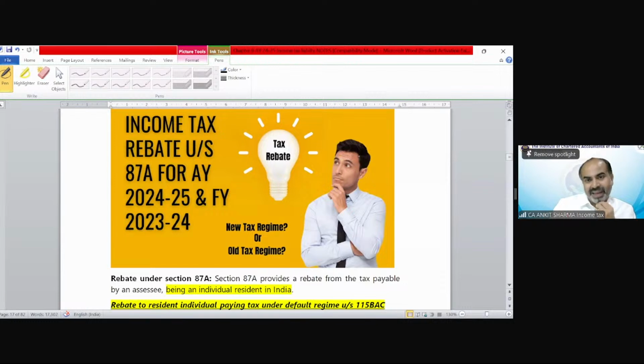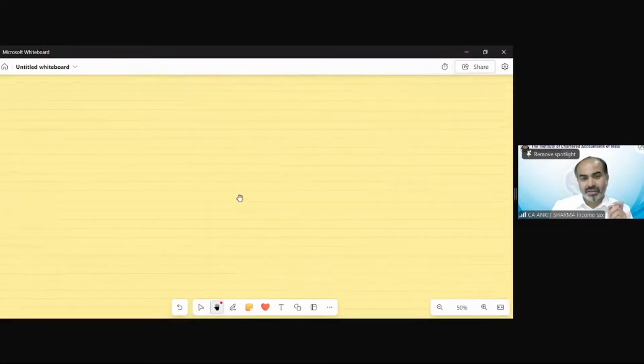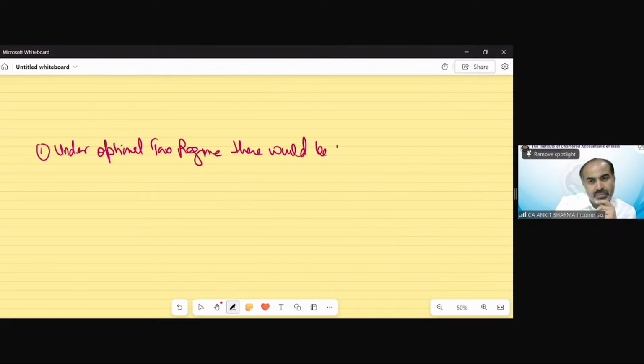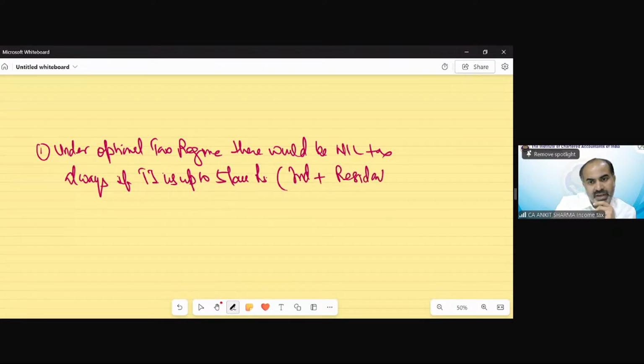So if I write a statement under the optional tax regime, you have to tell me whether it is correct or incorrect. Okay, I am writing a statement: under the optional tax regime, there would always be nil tax if TI is up to 5 lakh rupees, if the assessee is an individual, resident, and aged less than 60 years.